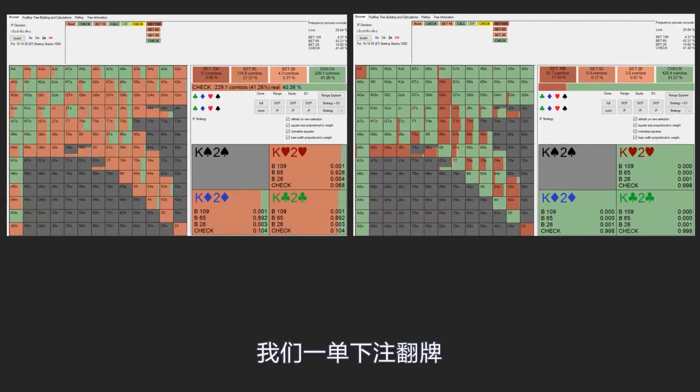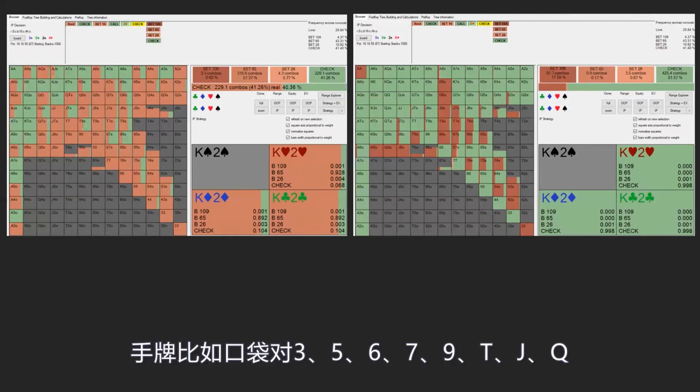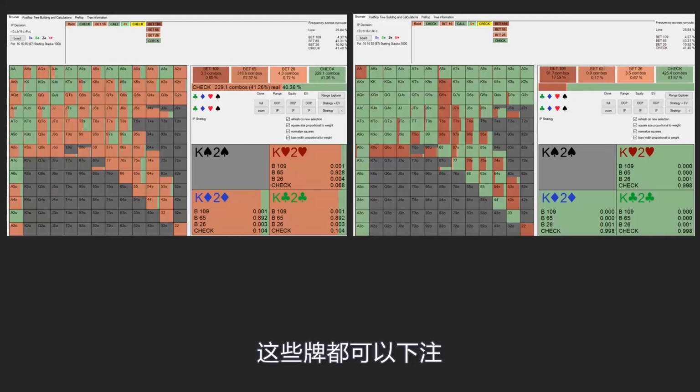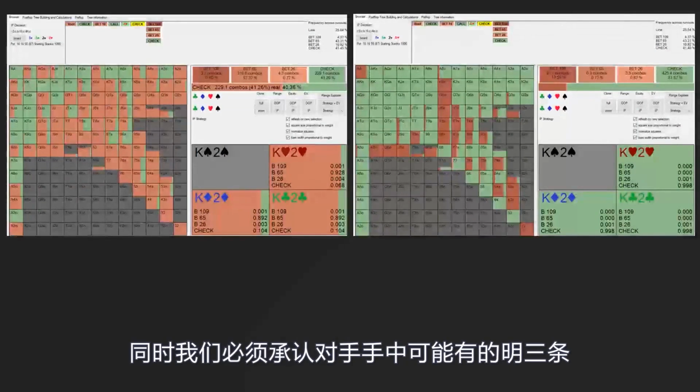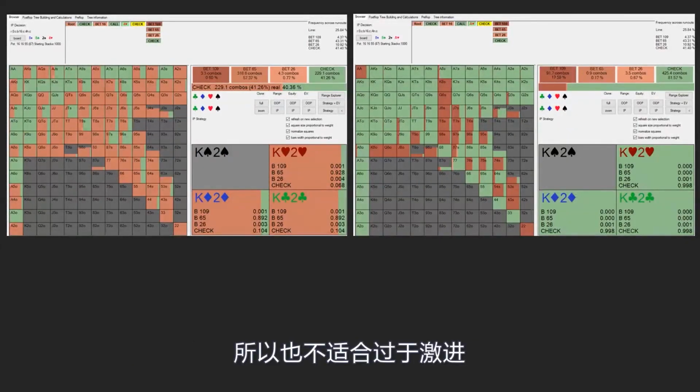Once we bet the flop, hands like 3s, 5s, 6s, 7s, 9s, 10s, jacks, queens want to be betting. If you have a hand like ace 4 or ace deuce, all those hands want to be value betting. So we want to choose a sizing that fits our range well. And we also acknowledge that villain can still have a bunch of trips in his range, so we don't want to go crazy.